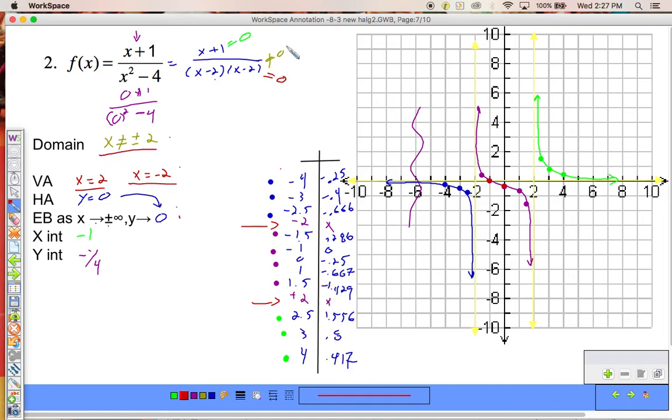My domain, denominator not equal to 0. My vertical asymptote, my denominator equals 0. My horizontal is based on my largest exponent at the bottom. So that makes it y equals 0, which gives me my end behavior. X-intercept, you set your numerator equal to 0. Y-intercept, you plug a 0 into x. That's the whole concept for this lesson. We're not going to do another. That should be enough, because if we do another, it's going to be the same idea over and over again.